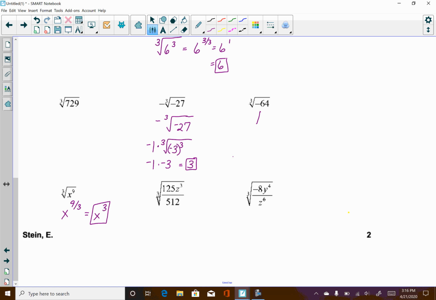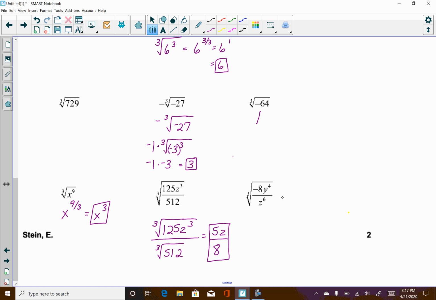So for example, on the next one, this is like the cube root up top of 125z cubed divided by, on the bottom, the cube root of 512. Now up top, what can you multiply times itself 3 times to get 125? That would be 5. Cube root of z cubed would just be z. On the bottom, what can you multiply times itself 3 times to get 512? That would be 8. 8 to the third power would give you 512. And that's your final answer.